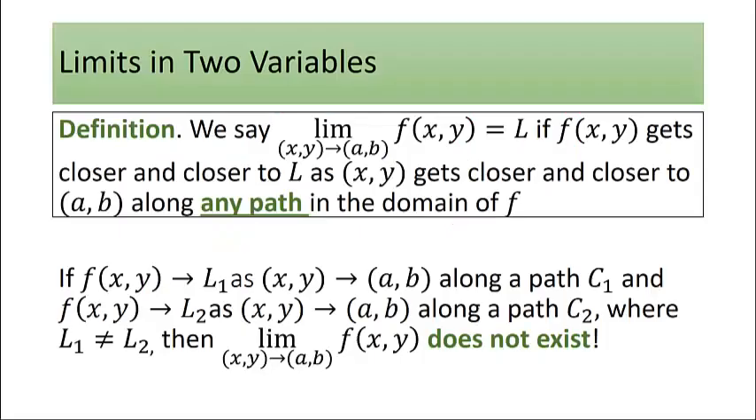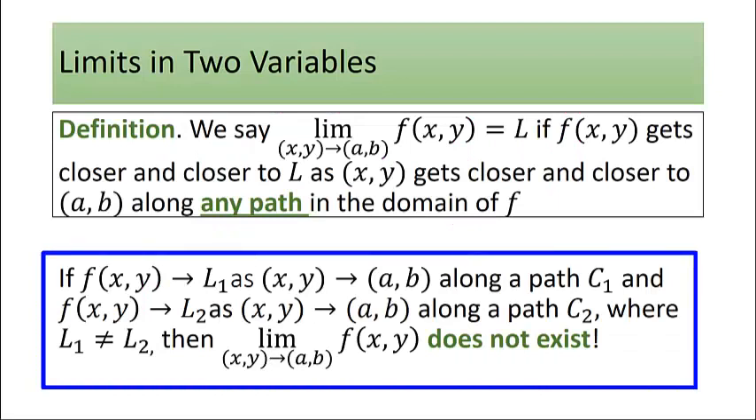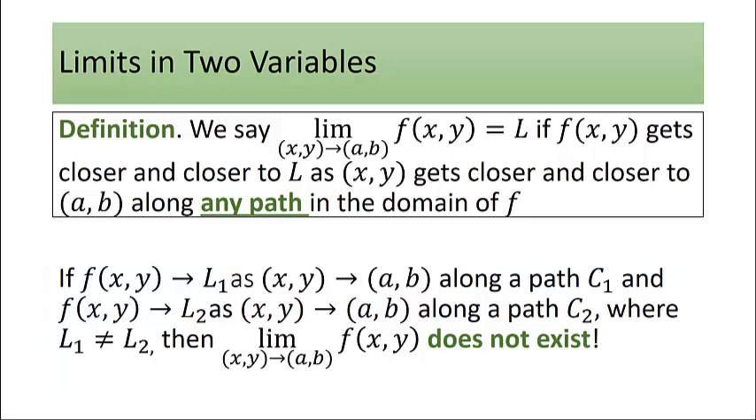So what that tells us is if our function is approaching a limit L1 as (x, y) approaches (a, b) along a path C1, and our function is approaching a different limit L2 as (x, y) approaches (a, b) along a different path C2, if we get two different values for the limit, then that automatically tells us that our limit at (a, b) does not exist. And so if we want to show that a limit does not exist, we need to find two different paths, a C1 and a C2, that are going to lead to two different limits, L1 and L2. So let's do some examples and see this in action.